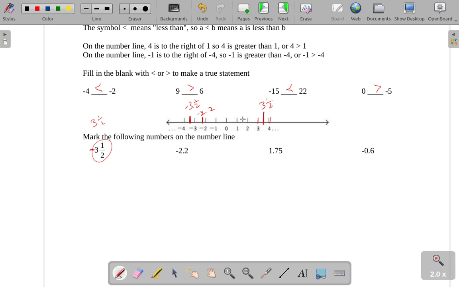1.75 is going to be, well, let's see, 1 is there, 1.5 is there, 1.75 is definitely between the 1 and the 2, closer to the 2. -0.6 is not yet to -1, just slightly over halfway. -0.6 would be approximately right there.